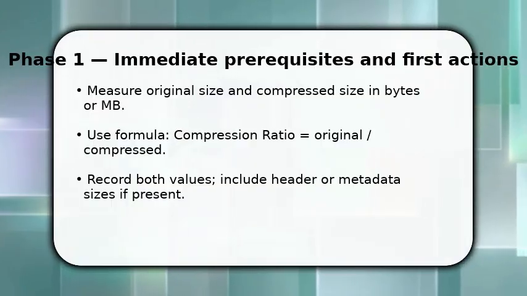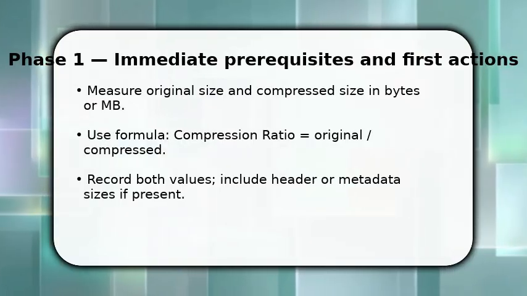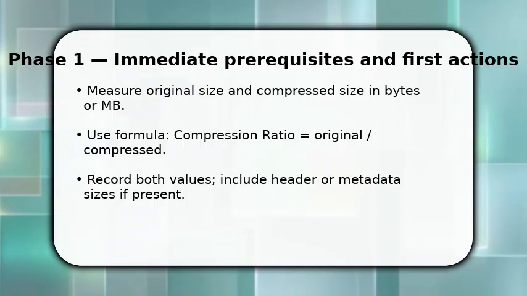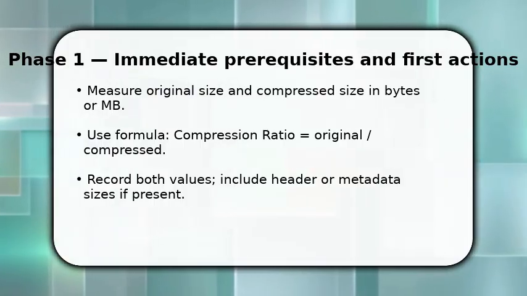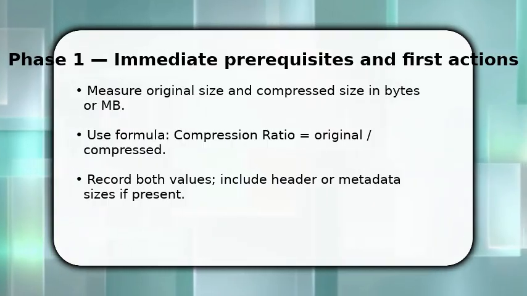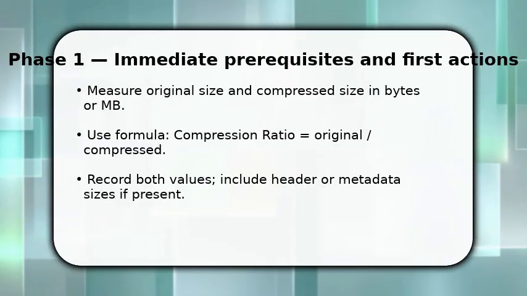You start by measuring the raw numbers. Capture the original file size and the compressed file size in bytes or MB. Once done, apply the basic formula: compression ratio equals original divided by compressed, because that gives a direct multiplicative factor.